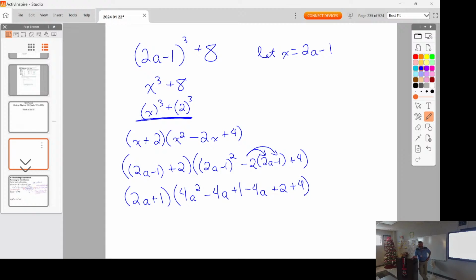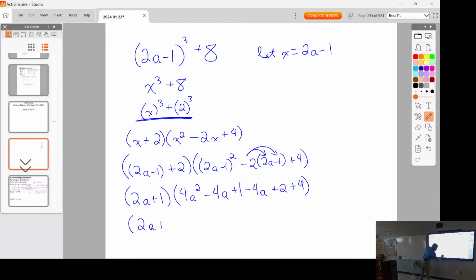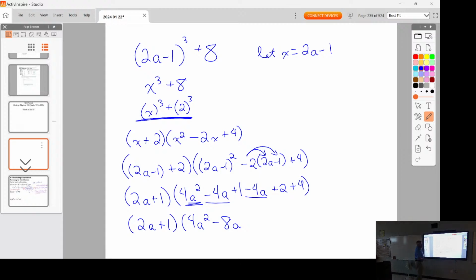One step left, right? Just combine like terms. 2a plus 1. Second piece, starting with the highest degree term, 4a squared. So this is done. Next would be minus 8a. Next. And there's my answer.